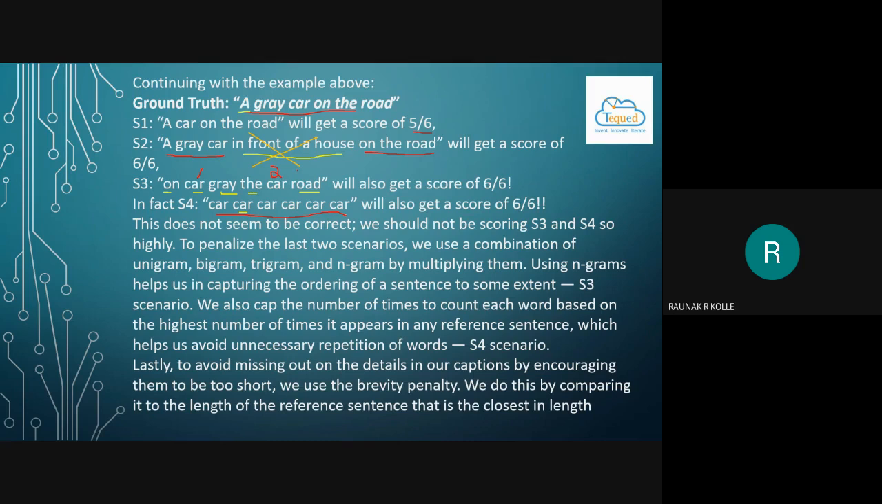To avoid missing out on the details in our captions by encouraging them to be too short, the unigram, bigram, trigram, and n-gram help us avoid missing out on details in our caption by using brevity penalty, which we will see later on. We do this by comparing it to the length of the reference sentence that is closest in length.